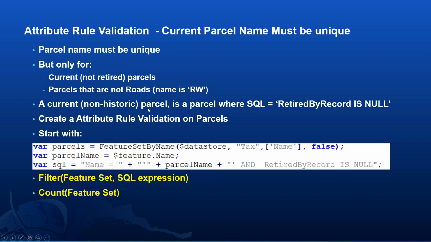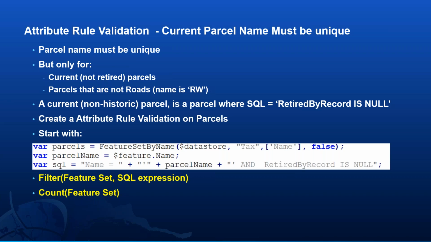And what is a current parcel? What makes a parcel current is a parcel that has retired by record equal to null. Basically, this value is empty. And we want to create a rule to validate the parcel. So let's start with something like this.